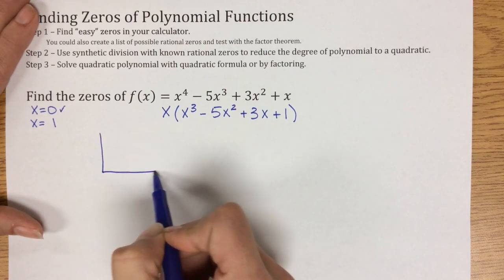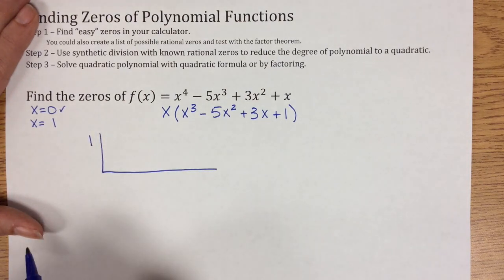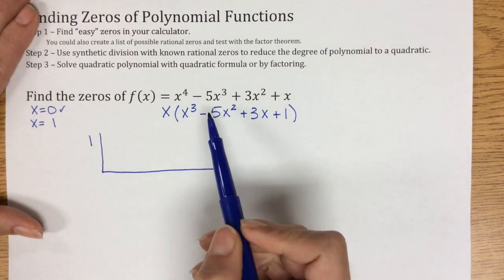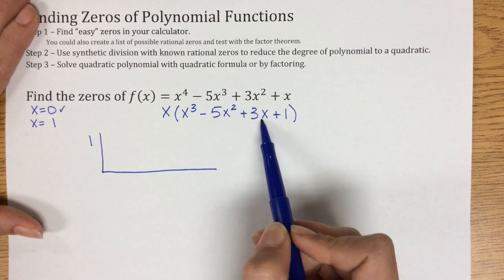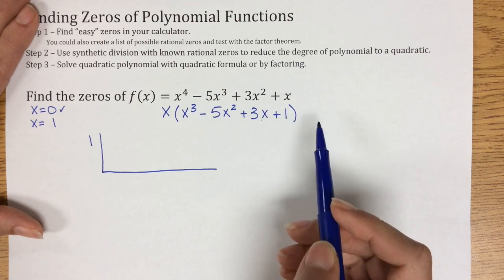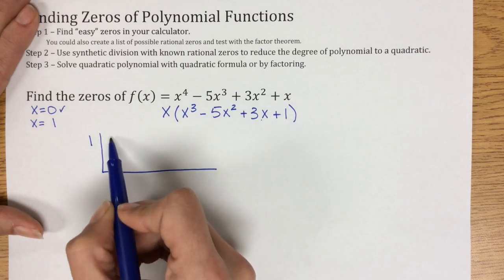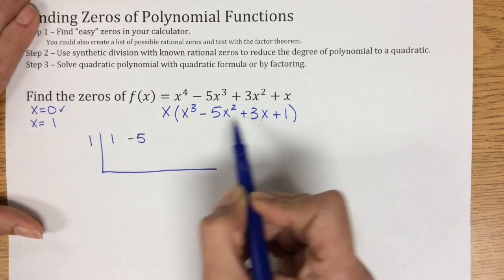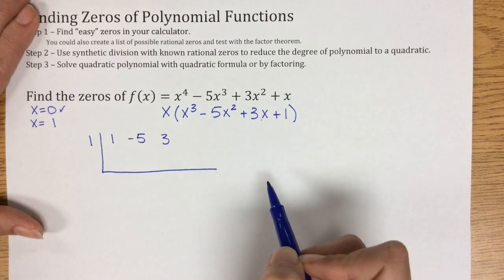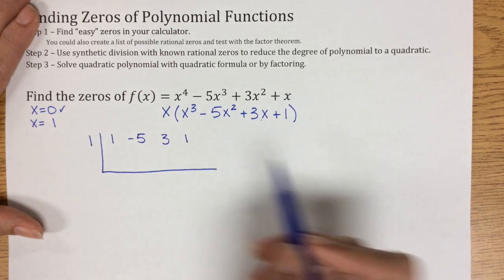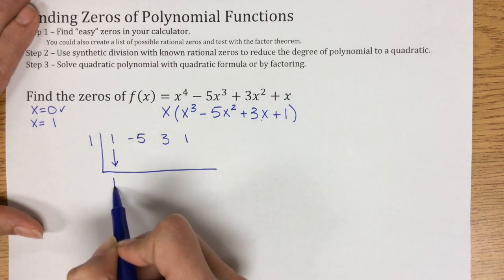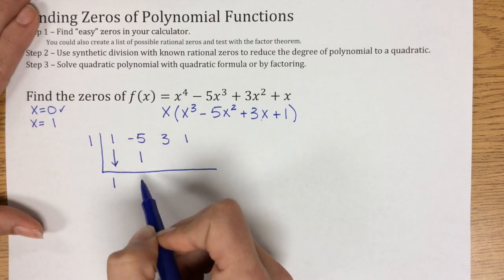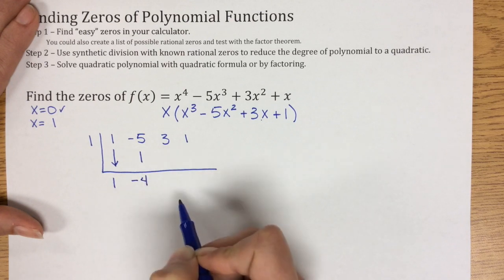So here's the half box. I'll put my 1 on the outside, and I will list my leading coefficients. I want to make sure I don't have a missing term, and I do not, and so then I'm just going to write out my coefficients. First coefficient is 1, then -5, then +3, then +1. I'm going to bring down my first term. 1 times 1 is 1. Add down, and I get -4.